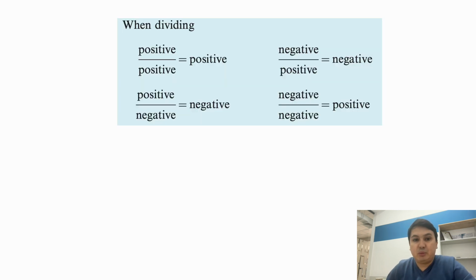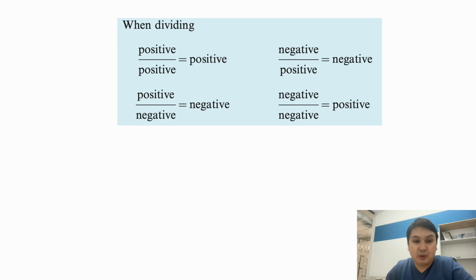Well, when dividing, and also for multiplication, the same applies. We need to take care of the sign, right? So if you divide a positive number by positive, you get a positive number. Divide positive by negative, you get negative. Negative divided by positive, you get negative. Negative divided by negative, you get positive, right?